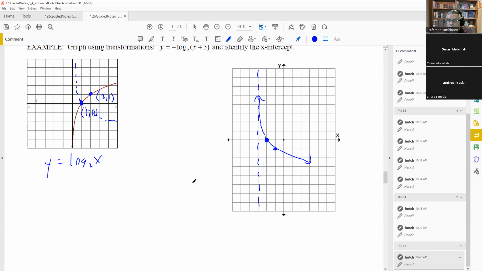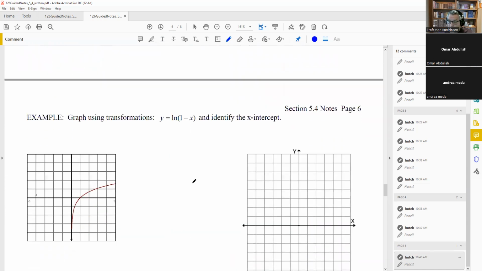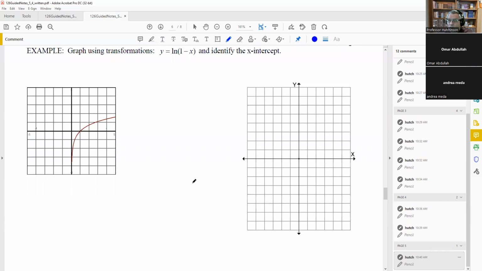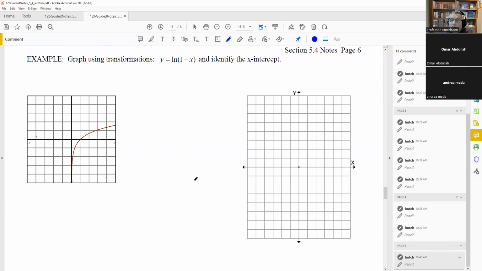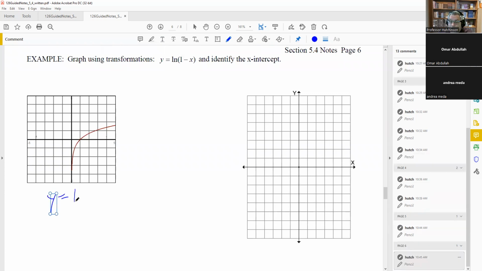All right, so next one. Okay, so here we have an ln graph. So y equals ln. Now, let me write it this way. Let me write it as log base e of x. That's what ln actually is. So log base e of x.